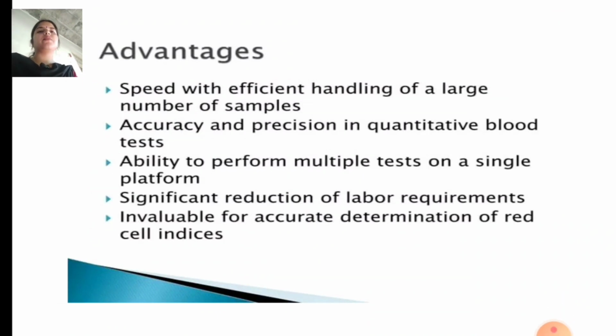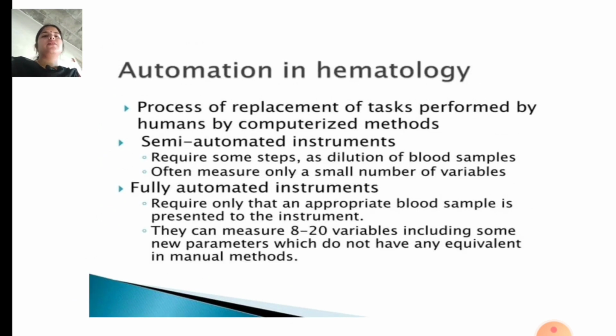In today's class, I discuss automation in hematology, the process of replacement of tasks performed by humans by the computerized method. Semi-automated instruments require some steps such as dilution of blood samples and often measure only a small number of variables. Fully automated instruments require only that an appropriate blood sample is presented to the instrument. They can measure 8 to 20 variables, including some new parameters which do not have any equivalent in manual methods.